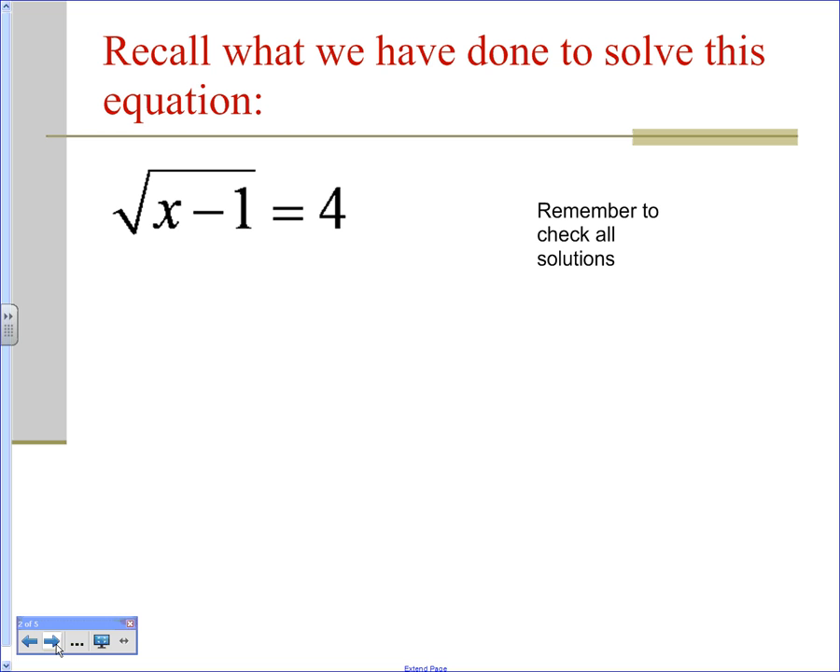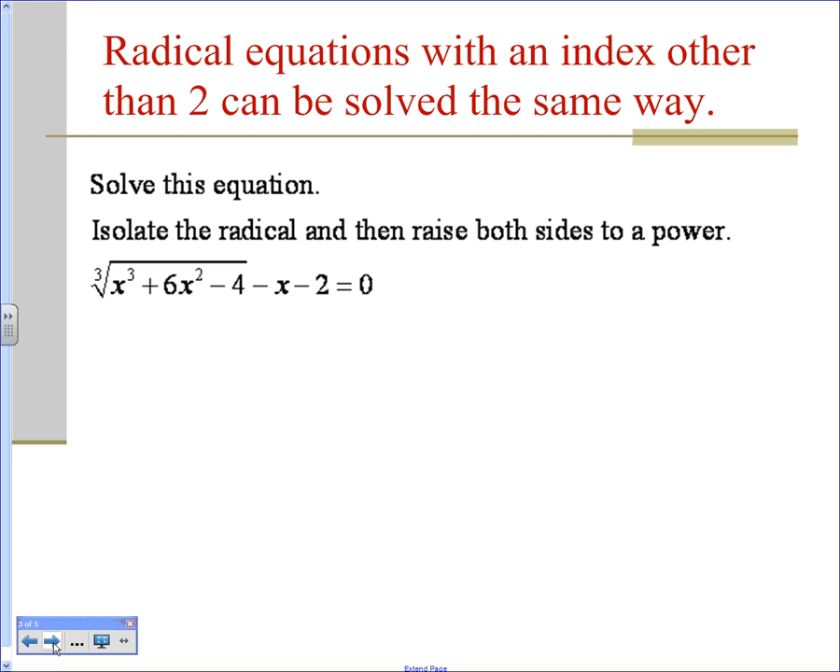You do have to check solutions when you have radicals. What do you have to do? So what would you get? Do you agree? So x equals 17? 17 minus 1, square root of 16. You see how that works? Okay, so we've done ones like that before. We have not done ones like this.